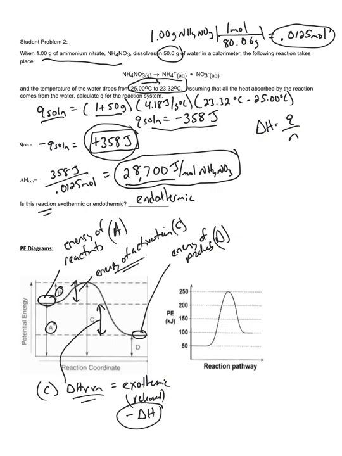Key concept: if the products are lower than the reactants, this is an example of an exothermic reaction. Heat will be released by the reaction, and therefore the surroundings will get hotter because they'll absorb the energy released by the chemical reaction. Vice versa, we can flip this around.